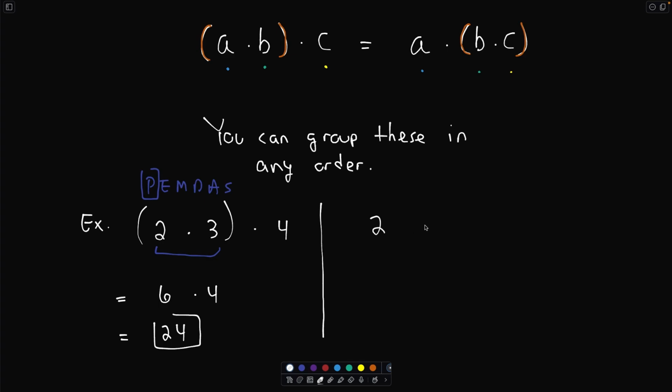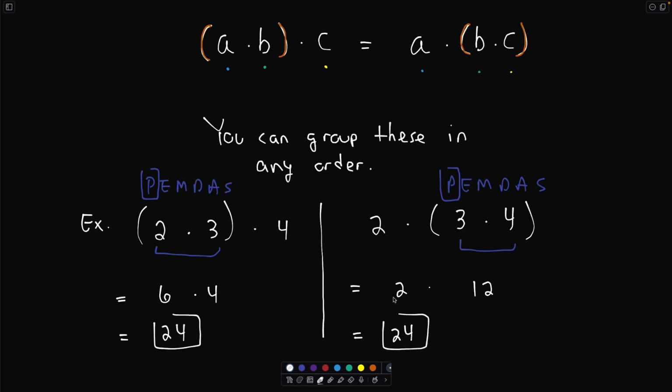How about if I make this 2 times 3 times 4 in parentheses? Let's do the 3 times 4 due to PEMDAS, working with what we have in the parentheses. So 3 times 4 is 12. Bring down the 2 times 12. And 2 times 12 is 24. And as you can see, we get the same thing.